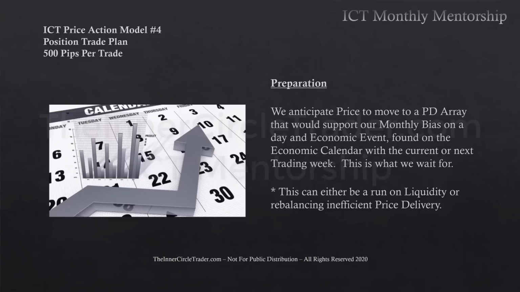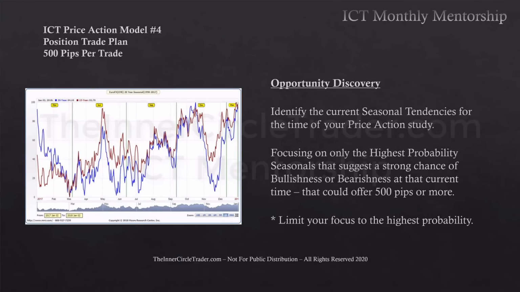We will anticipate price to move to a PD array that would support our monthly bias on a day and economic event found on the economic calendar within the current or next trading week. This is what we wait for. This can either be a run on liquidity or rebalancing to inefficient price delivery.